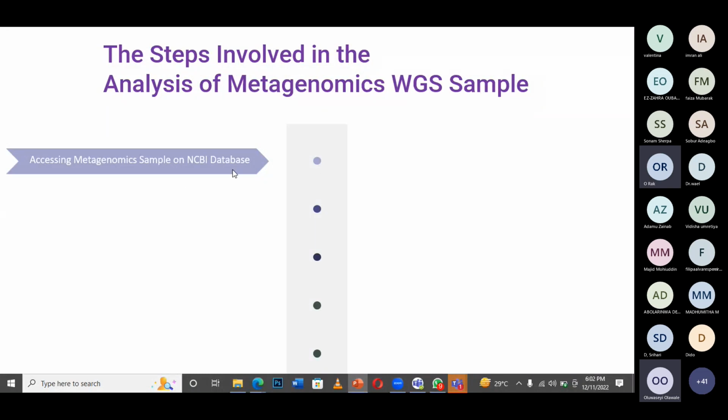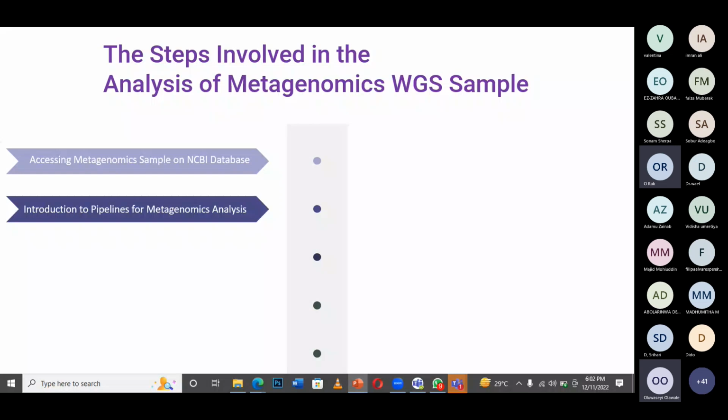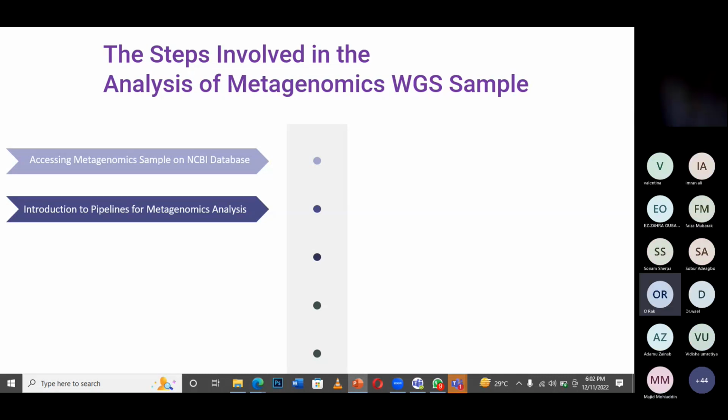The next is introducing a pipeline for metagenomics analysis. You must use a pipeline, because we have different pipelines for metagenomics analysis. So which pipeline do you want to use? To do your analysis, you must sit down and do a feasibility study. Then we have raw read processing and genome assembly.